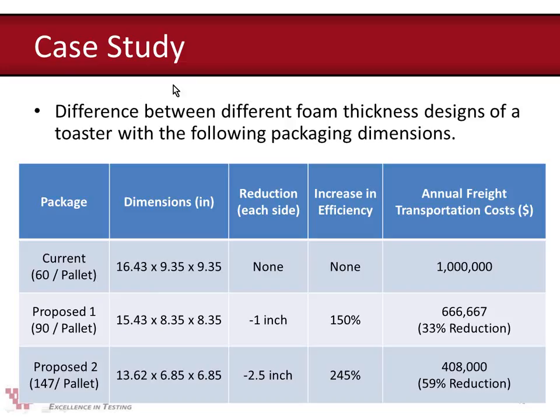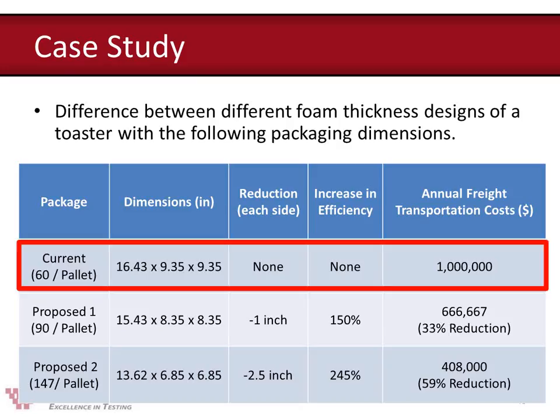Okay, so right here we have a case study that I fabricated just so the audience can better understand the importance of cube utilization and how much efficiency you can increase and how much you could actually save a company theoretically. So right here on our first design, we have a toaster that you could fit approximately or exactly 60 per pallet. And this package dimension is 16.43 by 9.35 by 9.35. And again, this is the original configuration.